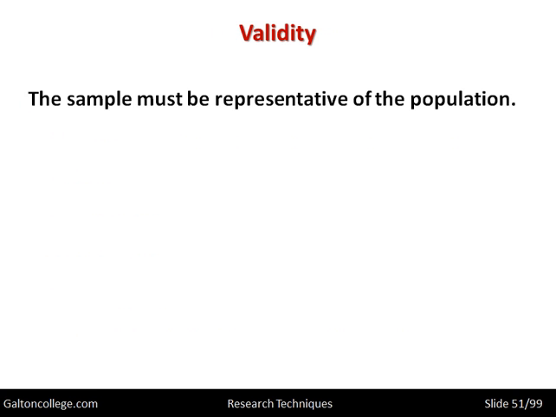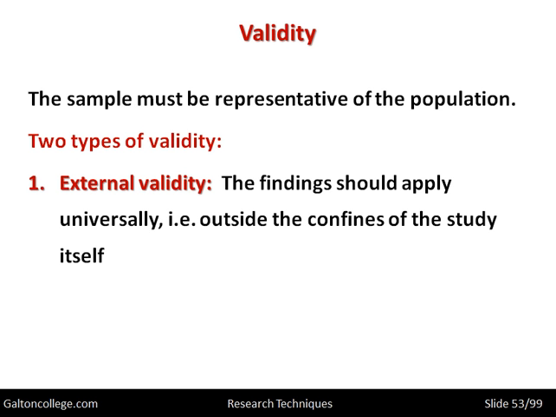There is an issue with validity. The sample must represent the population. That's what we mean by validity. And there are two types. External validity: the findings should apply universally, for example, outside the confines of the study itself. Having found some results, they should be extendable to beyond the survey. They should be generalized. So there should be external validity. The findings should apply universally.